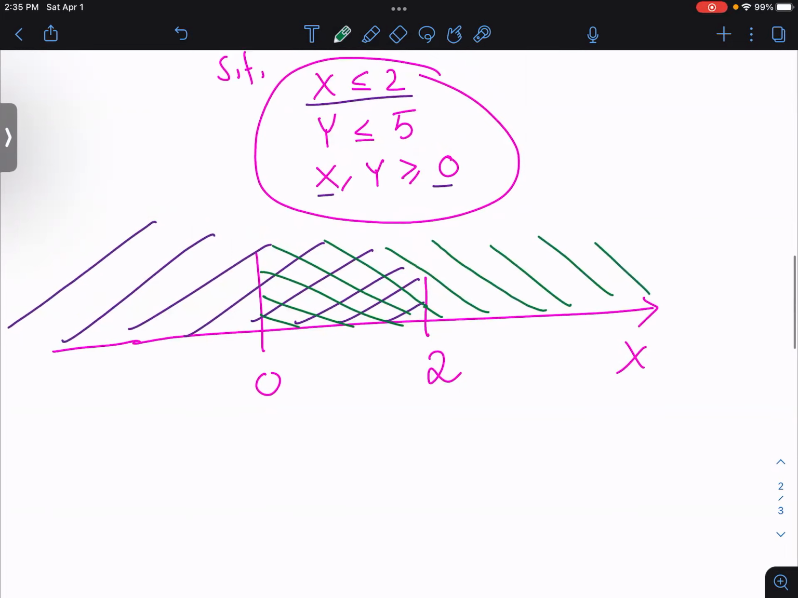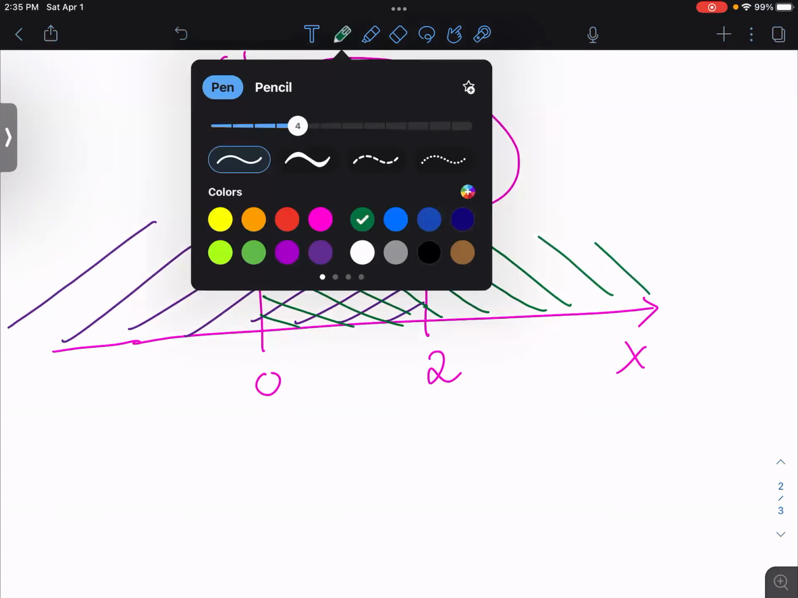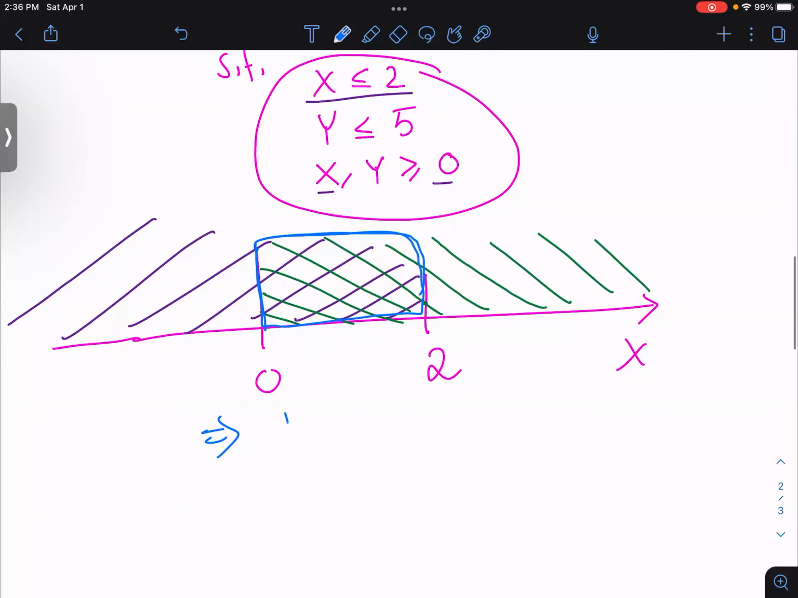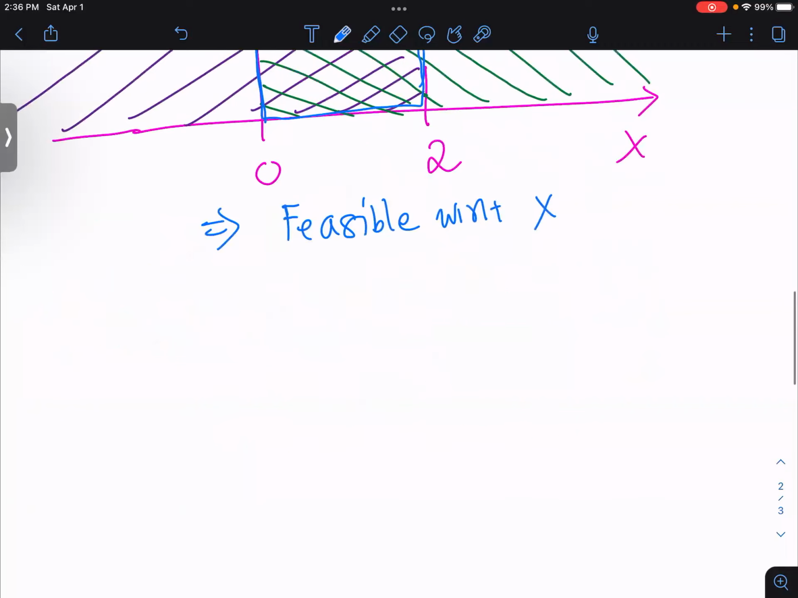So is there any region where both constraints can be satisfied? There is, right? So this region is the region where both constraints are satisfied, which means there exists a region where both constraints can be satisfied, which means this problem is again feasible with respect to x. Okay, so now let's think about y.